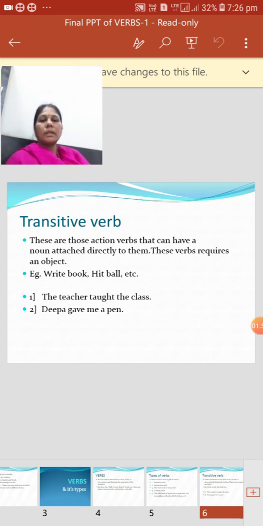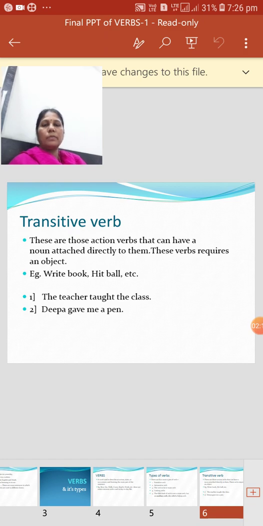Now we will see the first type, transitive verb. These are those action verbs that can have a noun attached directly to them. These verbs require an object. See the example. For example, write book. Write is an action verb, and book is a noun. See, the noun is directly attached to the verb. Hit ball. Hit is an action verb, and ball is an object, we can say.